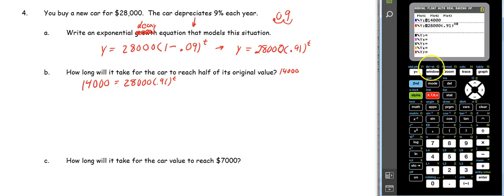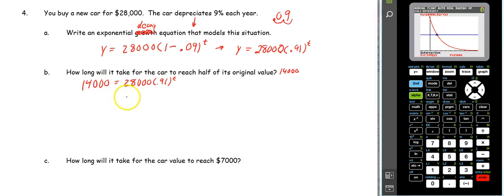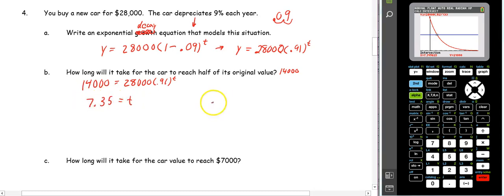Now, we need to change our window before we graph. So the x's are probably fine for now. The y, though, needs to go way up because the highest number is 28,000. So we're going to go a little bit higher. We're going to go 30,000. We're going to hit graph. So we can see both of our lines. So to find the intersection, second trace 5, enter, enter, enter. And when we round that, we get t equals 7.35. So it's going to take 7.35 years for the car to reach half of its value.